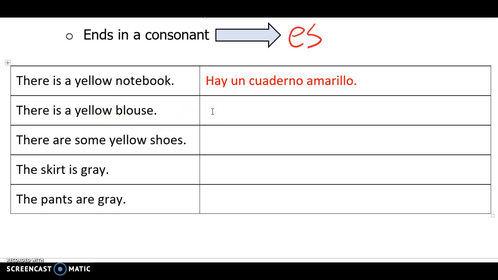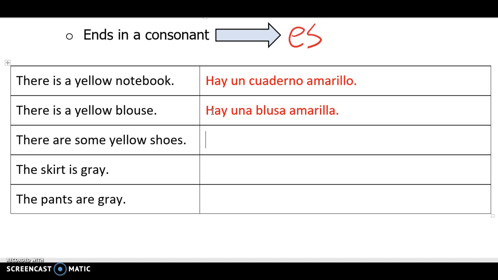Well, let's change it up a little bit. Let's try this one. There's a yellow blouse. All right, well, it should be almost the same sentence. There is. Uh-oh, blouse is una. Una what? Una blusa. Well, that blusa is also going to be amarillo, right? Wrong, because una blusa is feminine. So we are going to change that O to an A. Now we have noun-adjective agreement. The adjective amarilla agrees in gender, feminine, and number, singular, with the noun it describes.